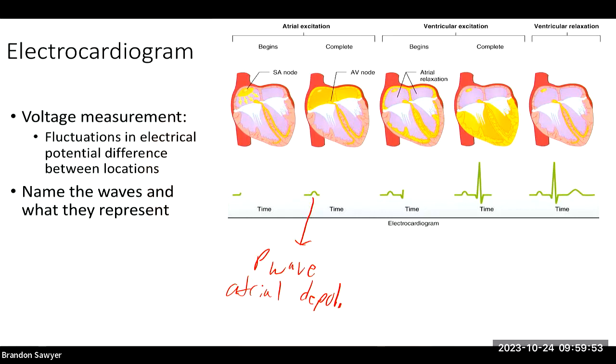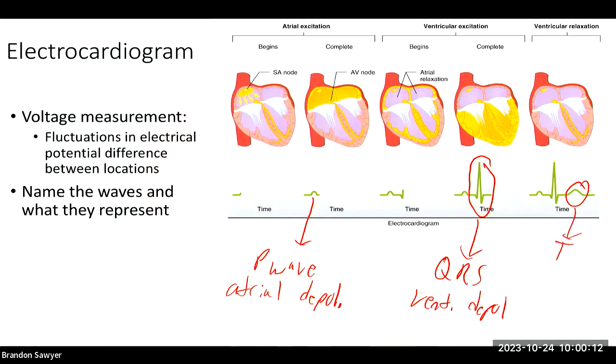Depolarization. Okay. We've got this guy here. What do we call that? QRS. What does that one represent? Ventricular depolarization. And then we've got this one here. What's that one? T wave. And what does that one represent? Yeah, ventricular repolarization. We don't see atrial repolarization because it's happening right around the same time as the QRS complex, so it's just hidden by that. So that's the very basics of that.